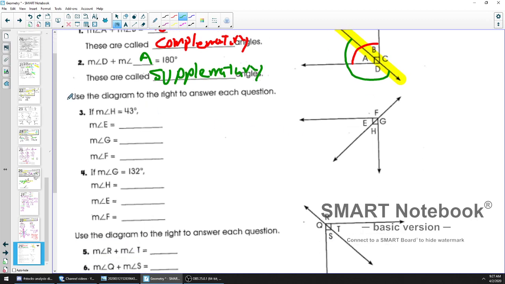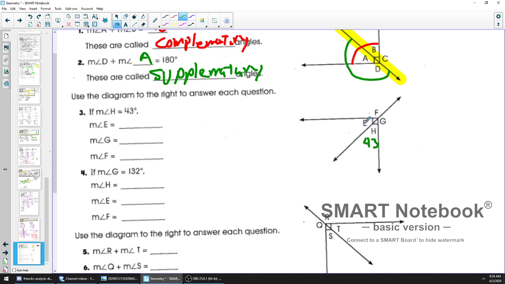All right. Now, use the diagram on the right to answer each question. If measurement H equals 43, I'm just going to put the 43 here, because that's what I know. I have to figure everything else out. This is going to be a little tricky. Let's see if the first one gives me a hint. It wants me to figure out angle E, right here. Is there anything I can combine with E and maybe H to give me 90 degrees or 180 degrees?